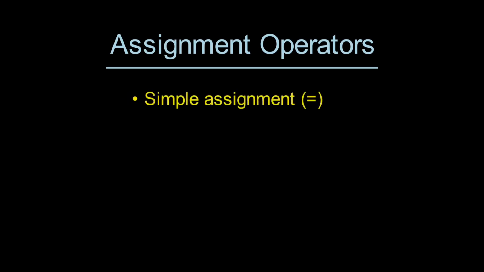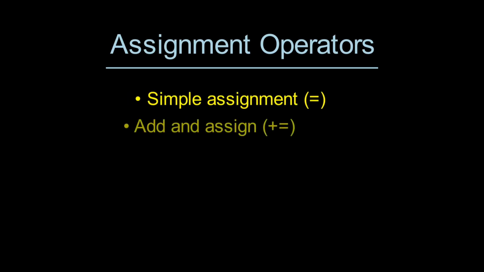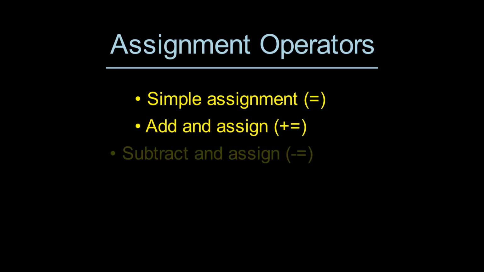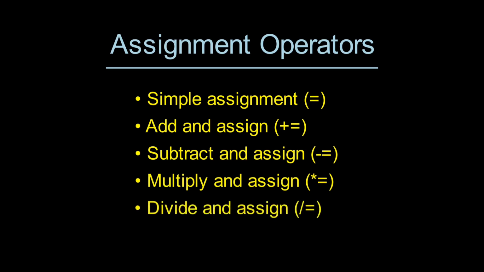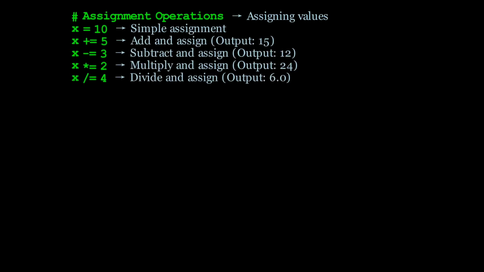Let's dive into assignment operators, the essential tools that help us to store and update values in Python programs. First, we have the simple assignment operator, the most basic way to give a value to the variable. The add and assign operator combines addition with assignment. The subtract and assign operator lets us subtract and update in a single operation. Similarly, multiply and assign, divide and assign, modulus and assign. See the operators in action with practical examples for better understanding.